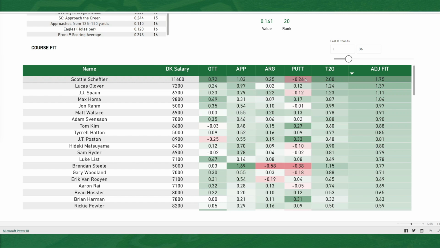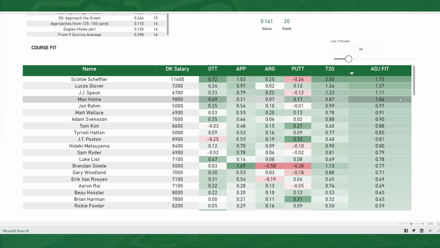He is actually a worse putter than this stat shows, but because putting is not as important as approach play, it does not ding him as much here. So this table allows you to look across and say, okay, who gets the best adjusted fit? The way that this reads is that Scotty Scheffler, compared to a tour average golf course, gets about a 1.75 stroke adjusted fit per round at this tournament.